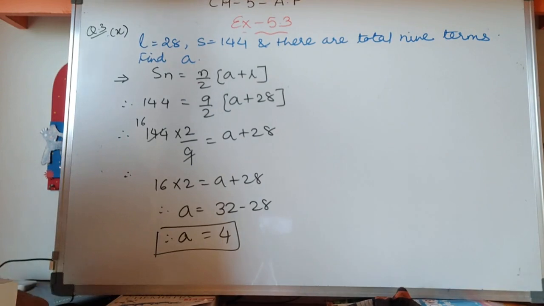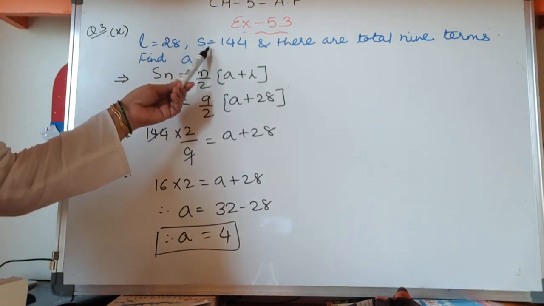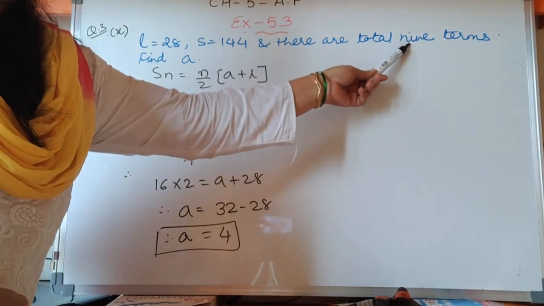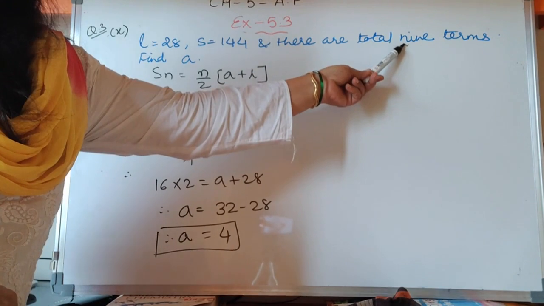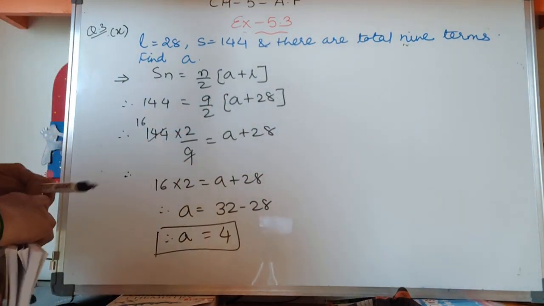Now we are going to do the last sum. In it, the last term is given as 28. S is equal to 144. And there are total 9 terms. It means n is equal to 9, which is given in words, not in number. Find the value a.